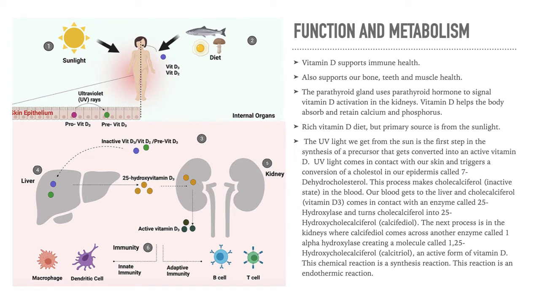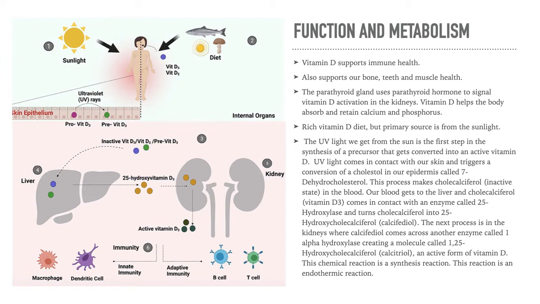So now we're going to talk about the function and metabolism of vitamin D. The function of vitamin D is that it supports our immune health. It also supports our bone, teeth, and muscle health. The parathyroid gland uses parathyroid hormone to signal vitamin D activation in the kidneys. Vitamin D helps the body absorb and retain calcium and phosphorus.